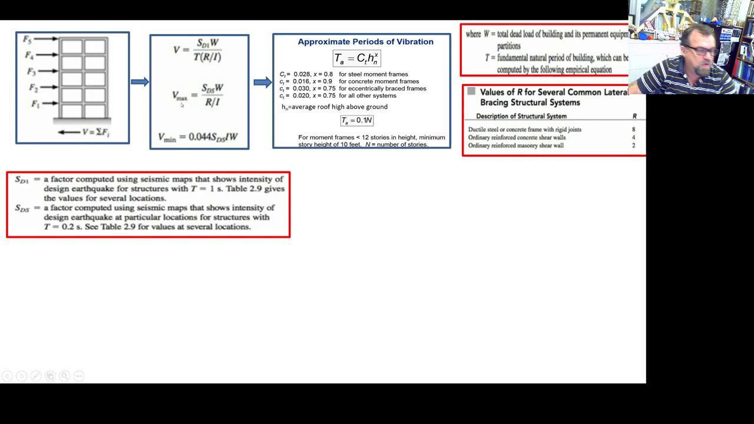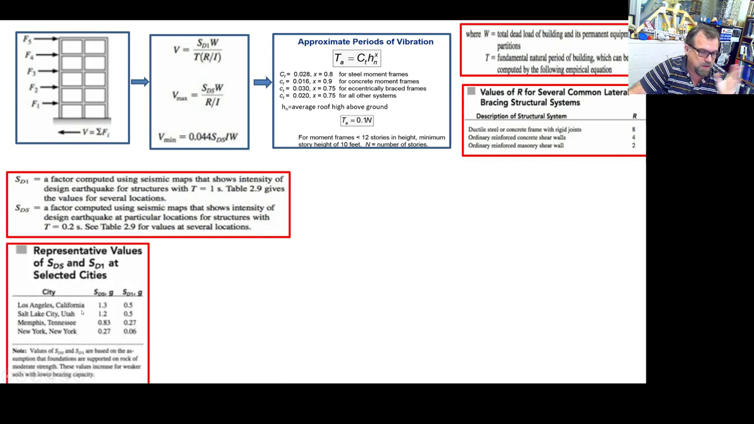As I said before, the SD1 is a factor computed using the seismic maps, in the same way that I showed you before, the wind maps. There are seismic maps over there, and the SD1 accounts for 1 second, and then the SDS accounts for the short period here, and you use both of them. You can read those values.